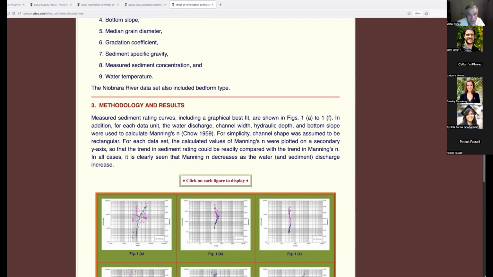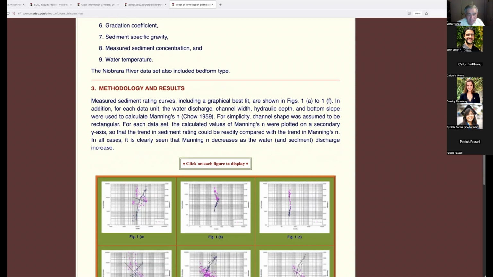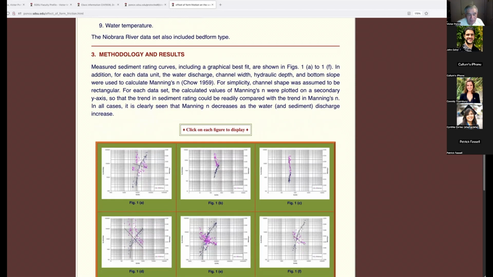For simplicity, channel shape was assumed to be rectangular. That's why he wanted this aspect ratio to be more than 4. Otherwise, he was going to make a mistake. For each data set, the calculated values of Manning's n were plotted on a secondary y-axis so that the trend in sediment rating could be readily compared with the trend in Manning's n. In all cases, it is clearly shown that Manning's n decreases as the water and sediment discharge increase. And we did this plot, I believe. Actually, I'm not sure if it was done by Rosa or by Dave. It doesn't matter. It was done by us.